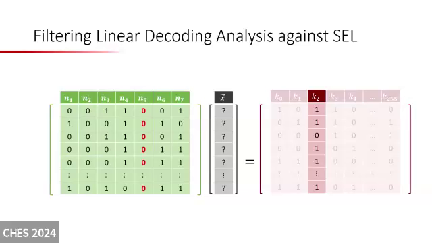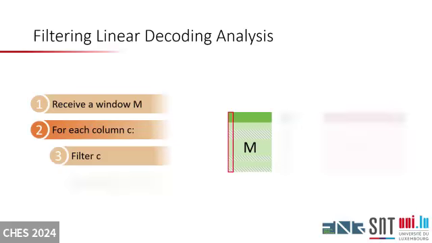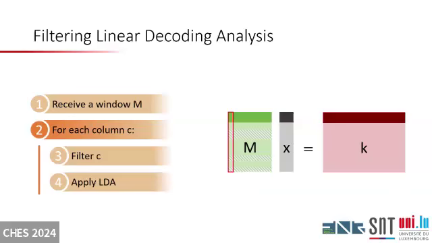But the problem, obviously, is that we don't know which node to nullify. For this, it's not really a problem. We can just brute force all of them. We won't go through all of them like this. Instead, once receiving a window, we filter the first column and try to apply LDA after. If it doesn't work, we filter the next one, and the next one. And obviously, at some point, if the one nonlinear share is contained in the window and all the linear shares are also contained in the window, we'll find a solution.